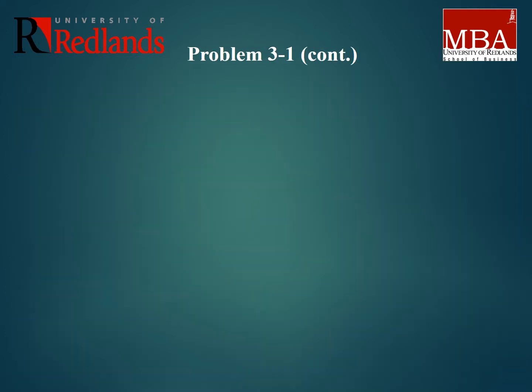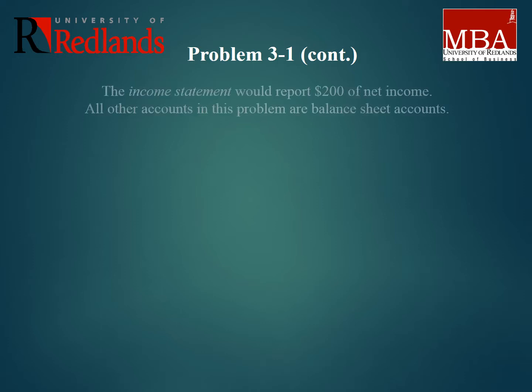Problem 3-1 continues by asking us to fulfill the requirements 2 and 3. Requirement 2 is to present the effects of the stock transactions on MI Air's 2017 income statement. Well, fortunately, the only impact on the income statement is to report the $200 of net income that's presented to you in the problem. All other accounts are balance sheet accounts.